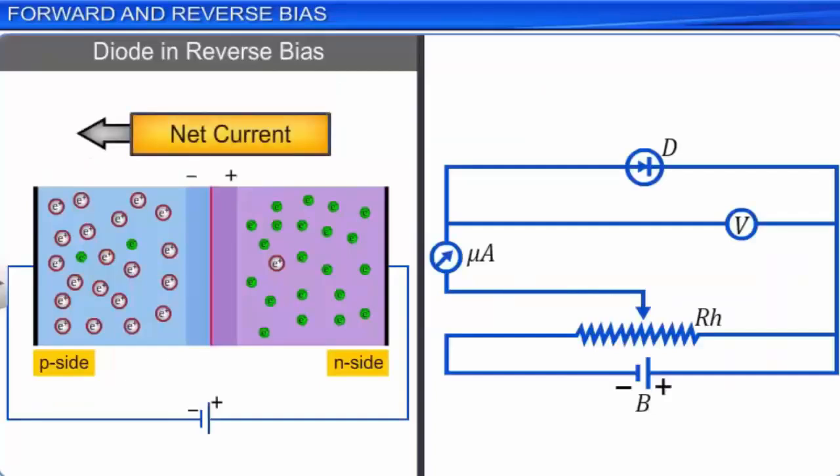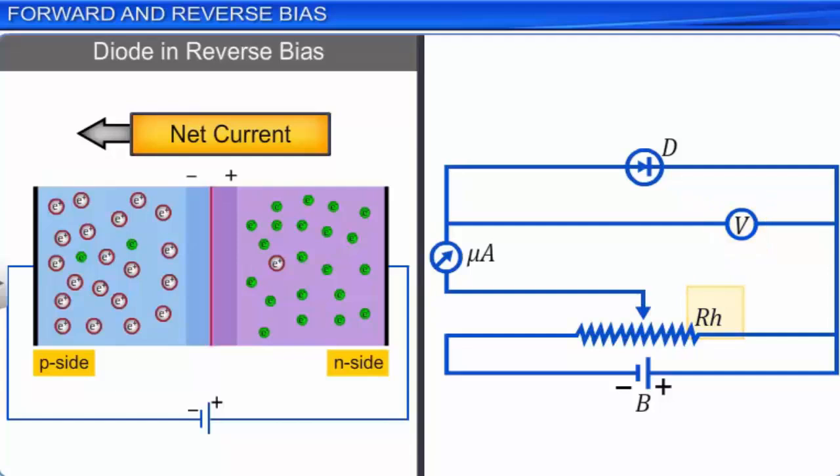The net current flowing through a reverse biased diode is of the order of a few microamperes and can be measured using the circuit shown here. In the circuit diagram, the current in the circuit is measured using the microammeter. The potential difference across the junction is measured using a voltmeter V, and the applied potential difference to the diode can be varied using a rheostat RH.